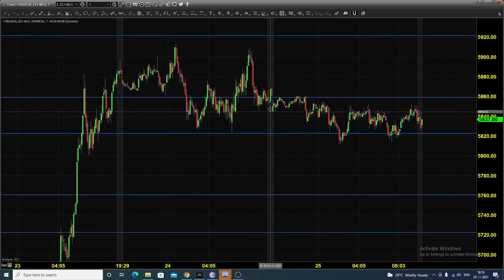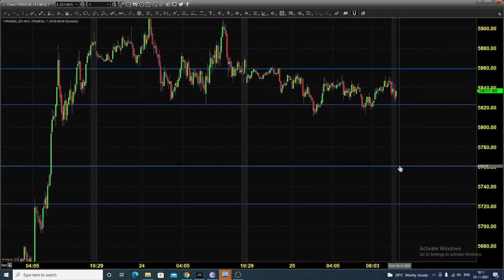Yesterday, the market opened near 5,850s, and right after the price opening, it took resistance near 5,860, took various support near 5,820, and finally closed near 5,837. Today, you can expect the market to open somewhere near 5,760 and 780.